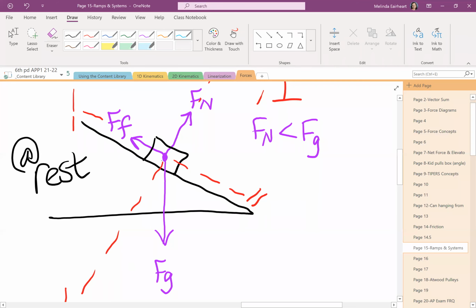So here's the way I do it. Fg perpendicular, or FGY if you prefer, is opposite Fn. Opposite because 99.9% of the time, those two are going to balance out. And so your FGY, or Fg perpendicular, is equal to Fn. And so we can say Fn is equal to Fg perpendicular.